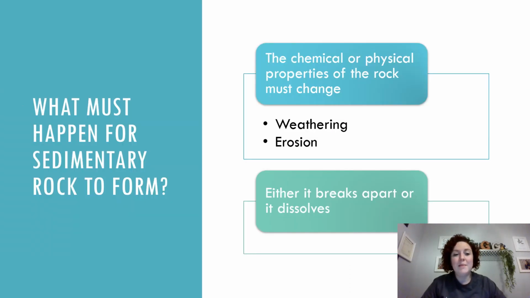So what must happen for a sedimentary rock to form? Well, as I've already talked about, there needs to be a chemical or physical property of change. Okay, this is where we talk about weathering and erosion. We have to understand the difference though.